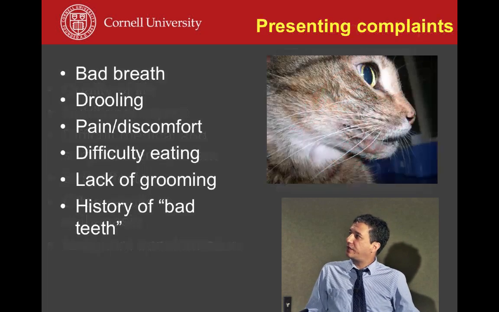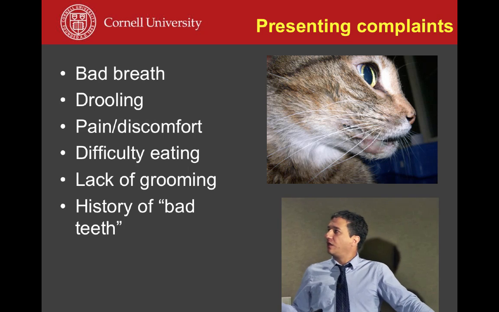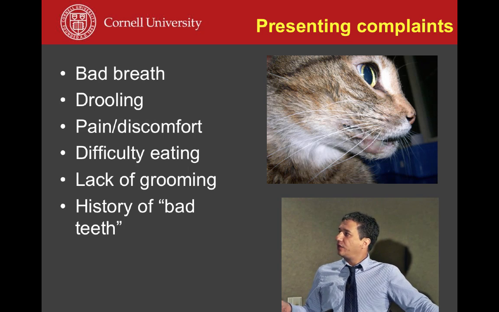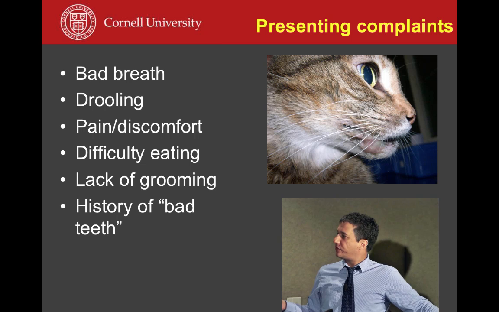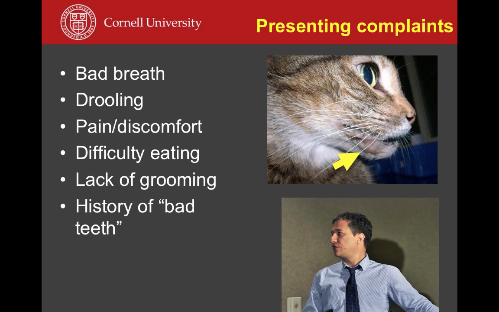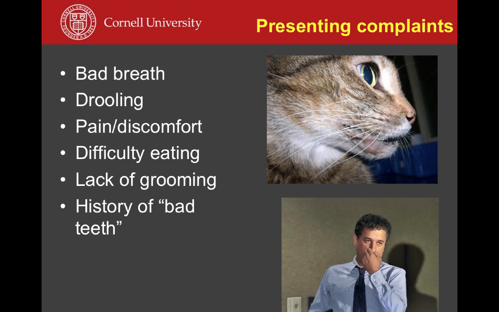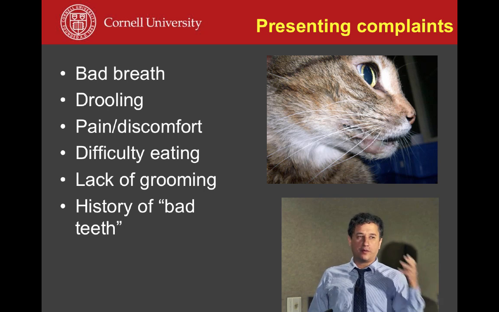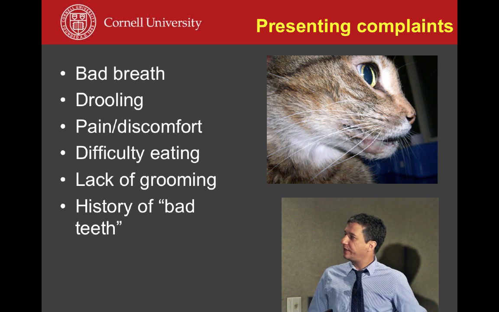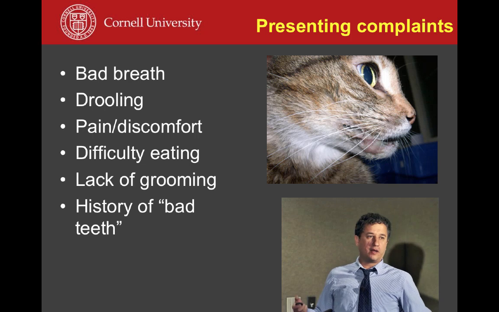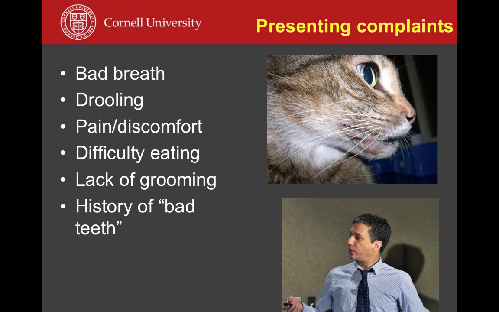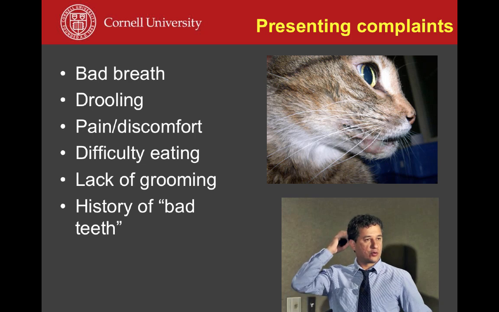The typical presenting complaints or clinical signs are fetid or bad breath and a lot of drooling. This is very common, as shown on this photo. This cat has a purulent discharge from the mouth. They are typically very painful and don't tolerate oral and facial manipulation easily. They have a lot of difficulty eating. Sometimes they have a very poorly kept coat or hair because they can't groom themselves.